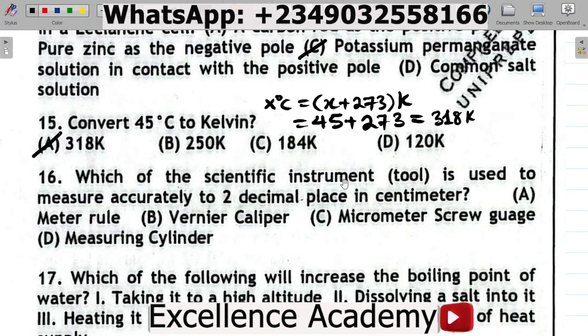Which of the following scientific instruments or tools is used to measure accurately to two decimal places in centimeter? A, Meter rule. B, Vernier caliper. C, Micrometer screw gauge. D, Measuring cylinder. The answer to this question here for 16 is B, Vernier caliper. So you want to note that the vernier caliper is a scientific instrument or tool which is used to measure accurately to two decimal places in centimeter. All right, so take note of this.